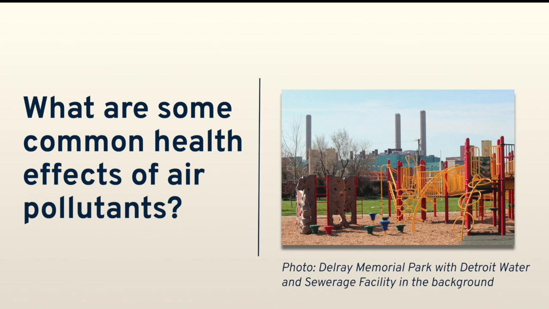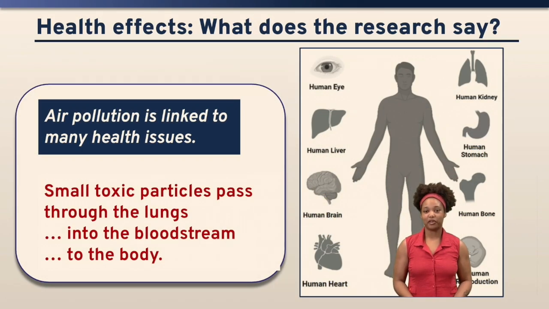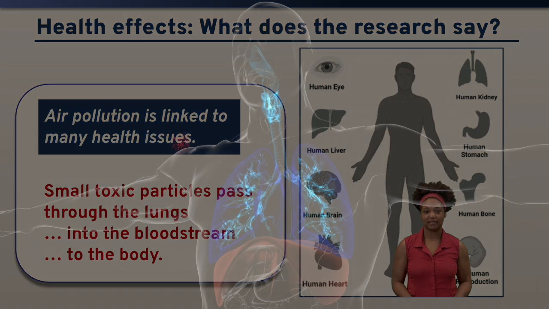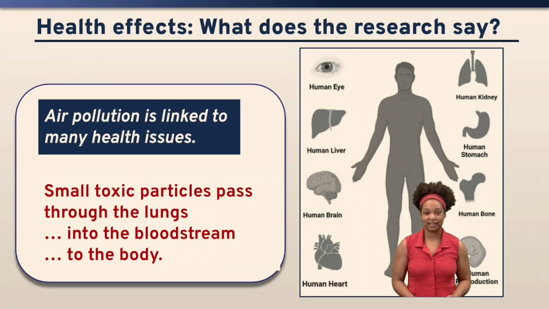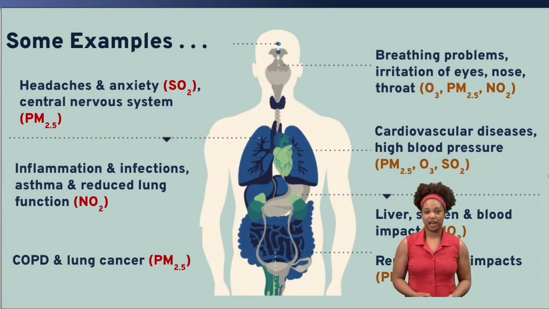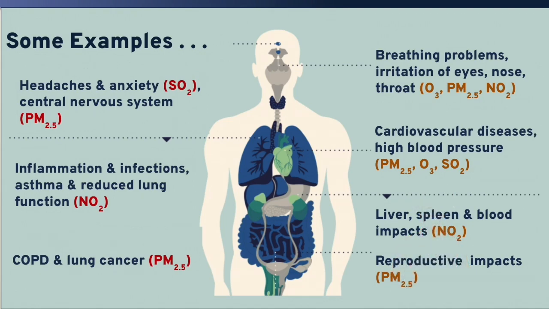We know that there are many different types of air pollutants, and they are linked to many impacts on our body. The way they affect health is complex and not completely known. Essentially, some of the particles make their way through and past our airways and our lungs and into our bloodstream to travel throughout the body. They can have many harmful health effects, as you will see on the next slide. PM 2.5 and ozone are the most widespread and damaging pollutants. They are linked to COPD and lung cancer, breathing problems, cardiovascular disease and high blood pressure, headaches and anxiety, and reproductive impacts.